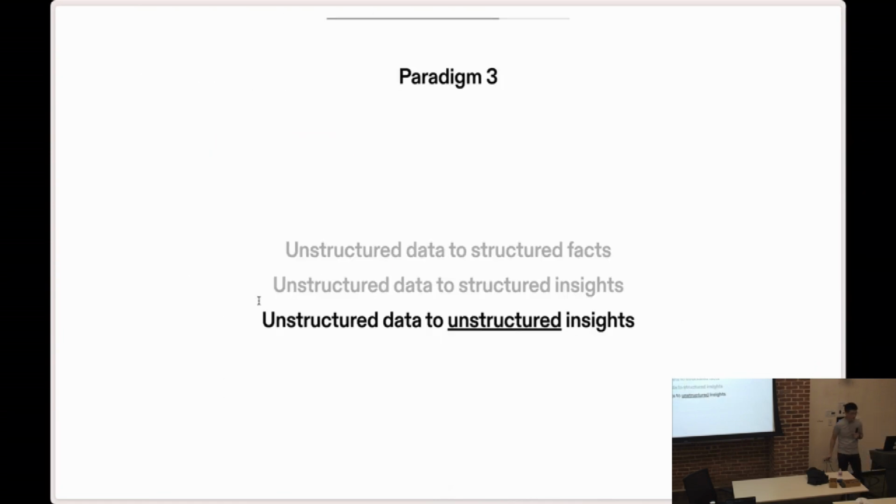The third paradigm is unstructured data to unstructured insights. Anyone has used Deep Research? Yeah, Deep Research. It's from OpenAI. It's a new one. Well, Perplexity's one is cheaper. I know. Even our team took some time to decide whether to expense it. It's pretty expensive, $200 per month.